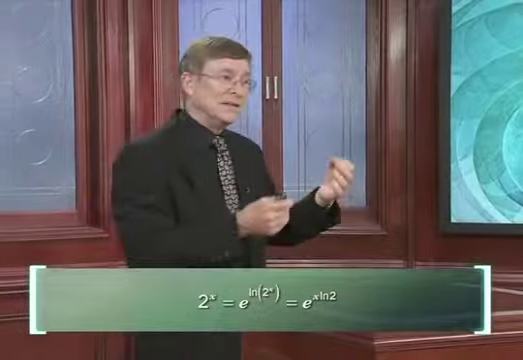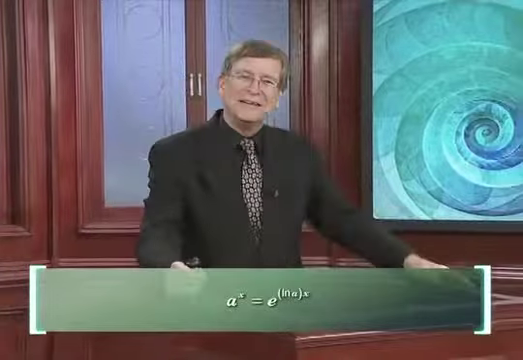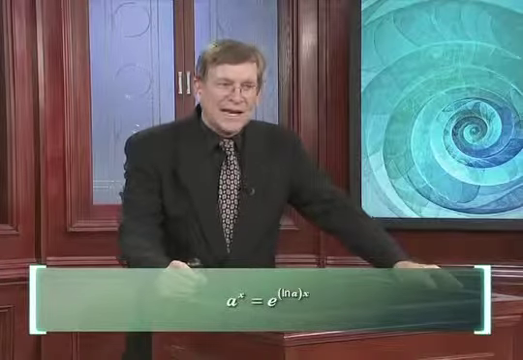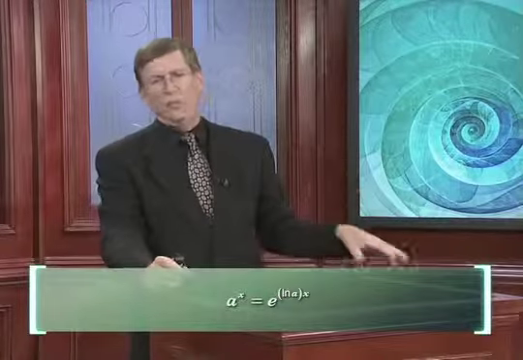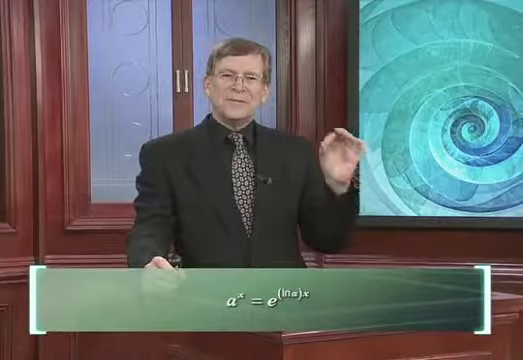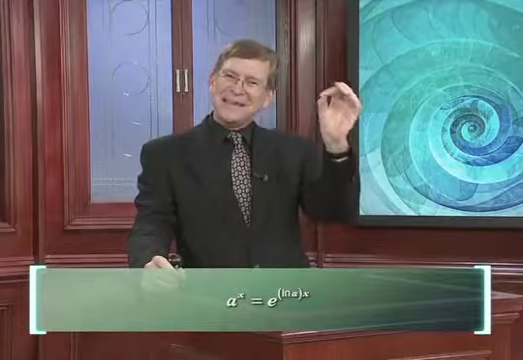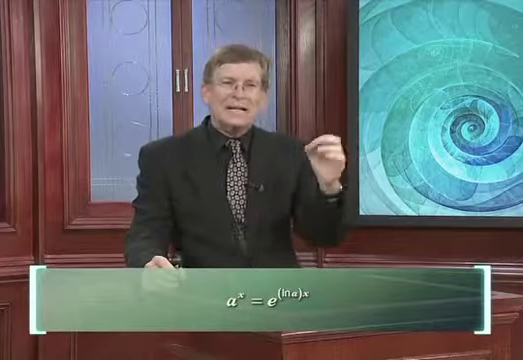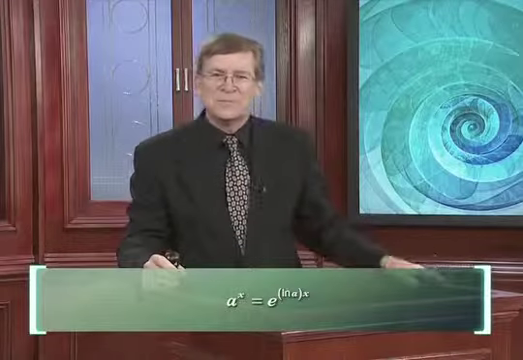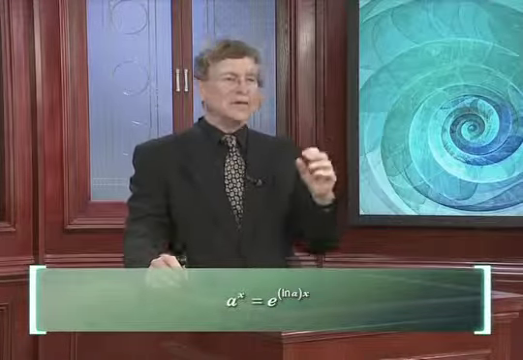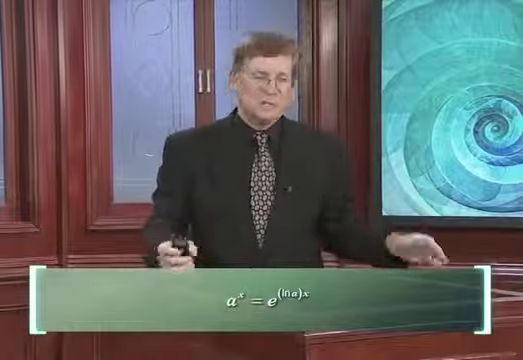Isn't that interesting? Here's the general definition of a to the x, where a is a positive real number, and usually you assume that a is not 1. The definition is a to the x equals e to the power log a times x. This function, a to the x, obeys the usual properties of exponents that you learned in pre-calculus.